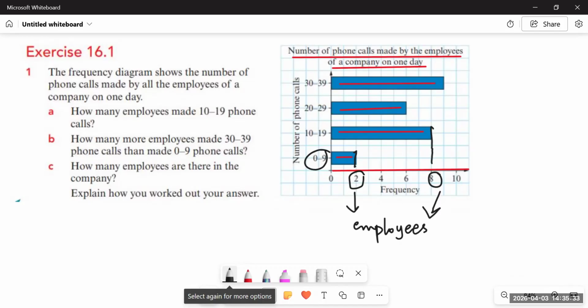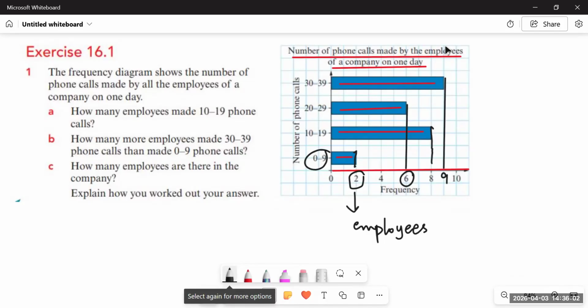Then we have the third bar, here it is, which tells us that there were 6 employees who made 20 to 29 phone calls. It could be 21, 22, 23, 24, 25, 26, 27, 28, 29, any number of phone calls, but it's more than 19 and less than 30. And then there was a bar right in between 8 and 9, meaning there were 9. There were 9 employees who made 30 to 39 phone calls.